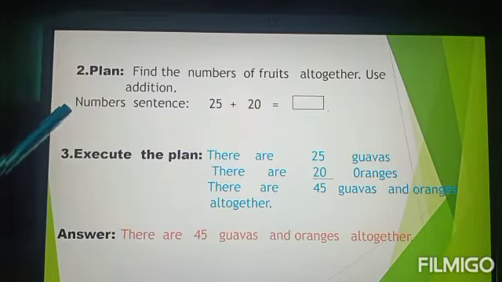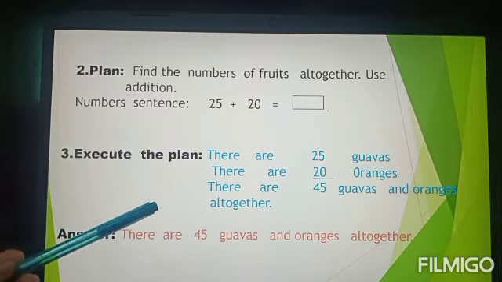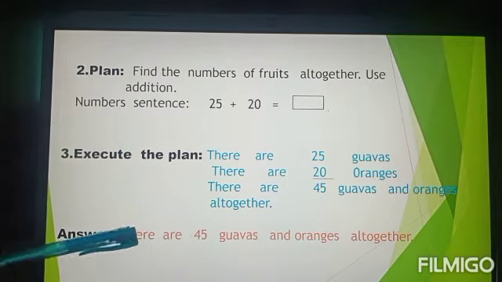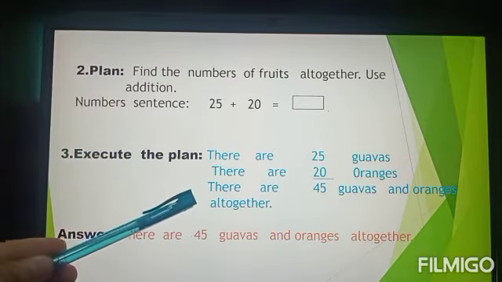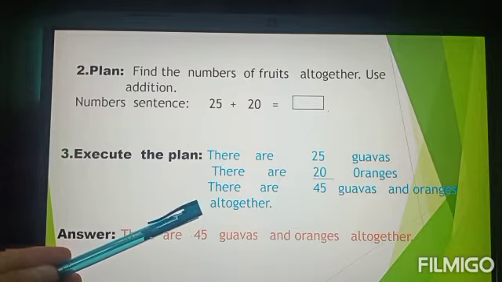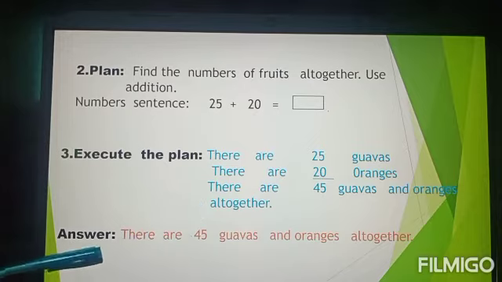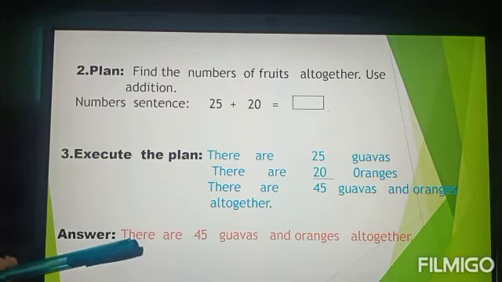And number two, you have to plan. Find the number of fruits all together. Then you write the number sentence. So we write 25 plus 20 equals. Okay, and we are going to execute the plan. There are 25 guavas, there are 20 oranges, and if we total all together, there are 45 guavas and oranges all together. So the answer is, there are 45 guavas and oranges all together.